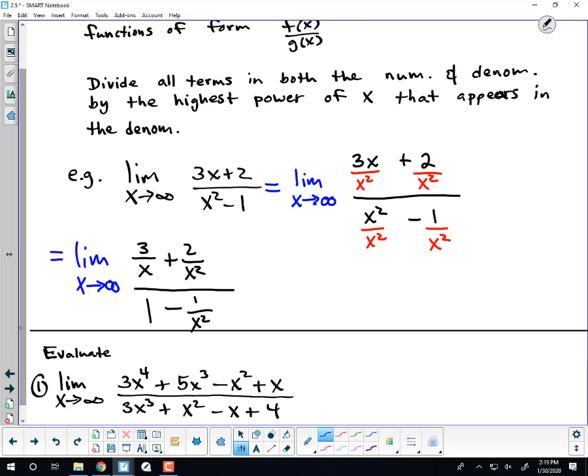So then, as x goes to infinity, what does 3 over x approach? 0. Do you all agree? As x goes to infinity, 3 divided by x goes to 0. Plus 2 over x squared. 2 over x squared approaches what? Also 0. Over 1 minus the limit of 1 over x squared, which is 0 again. So you have 0 over 1, which is 0. Same result we had previously.